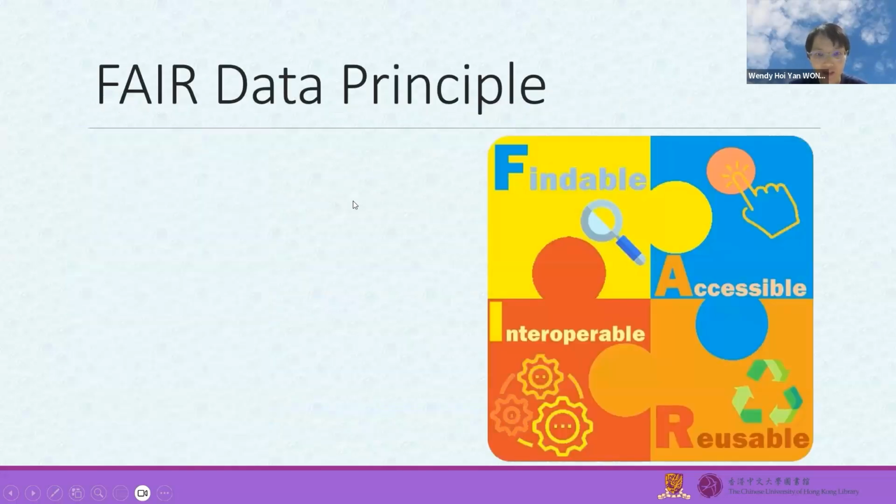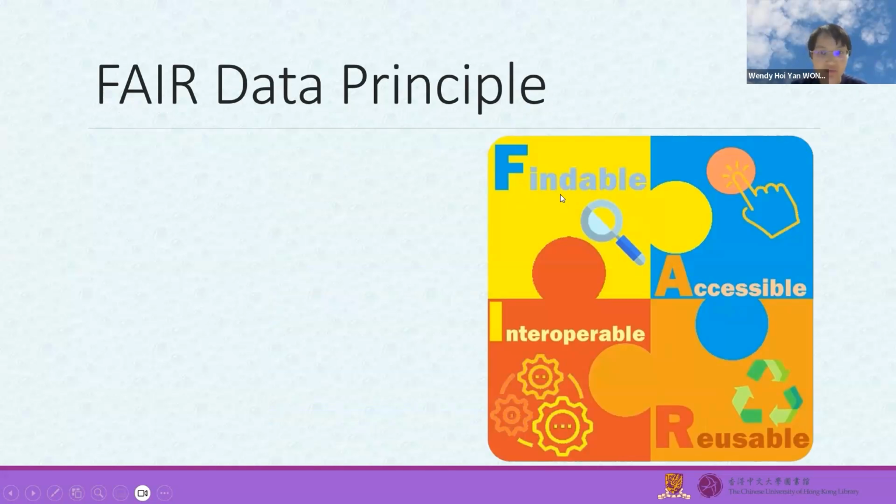And this is the FAIR data principle. The FAIR data principle is a very important element in data management. That is saying that your data should be findable, accessible, interoperable, and reusable. When you share your data, you should ensure your data could be found.